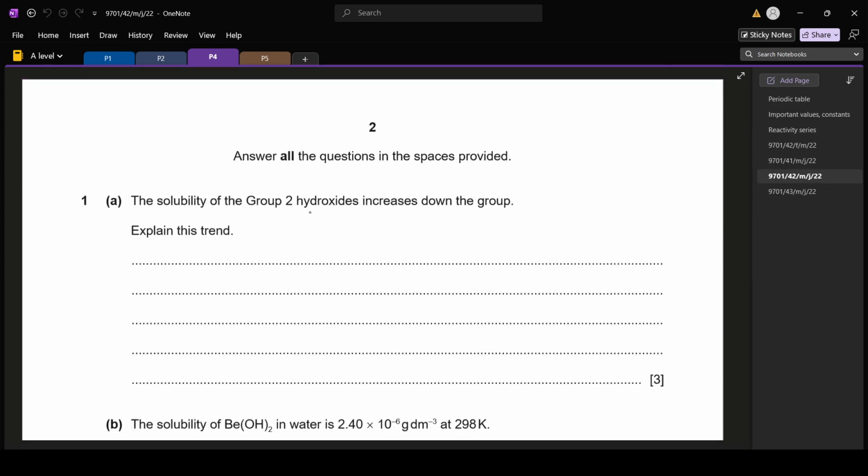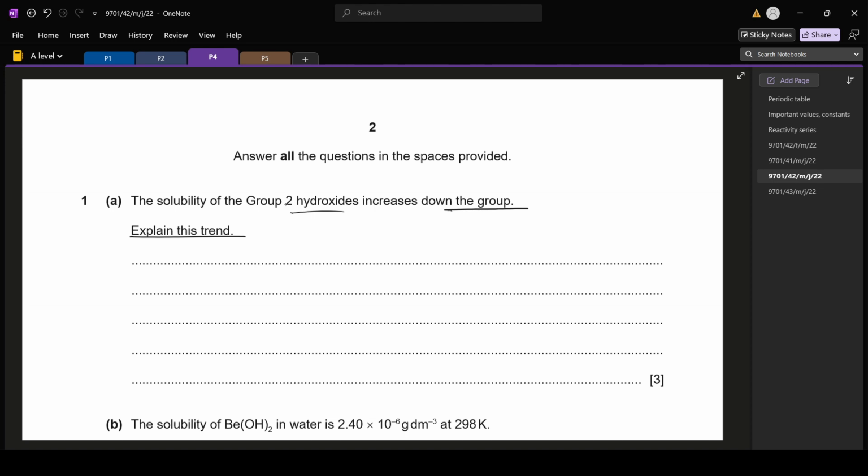Question number 1. The solubility of group 2 hydroxides increases down the group. Explain this trend. Why does the solubility of hydroxide increase down the group? Because the lattice enthalpy and the hydration enthalpy become less exothermic. And why do they become less exothermic? Because the charge density decreases down the group.